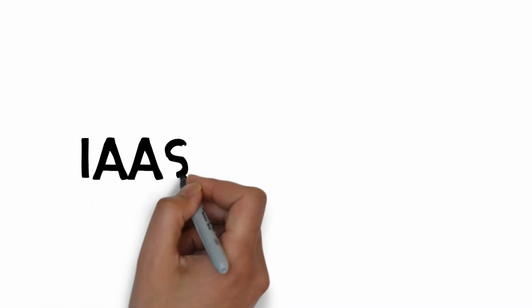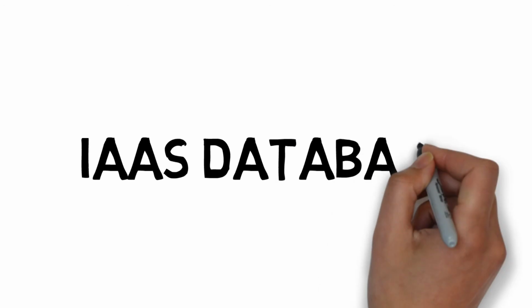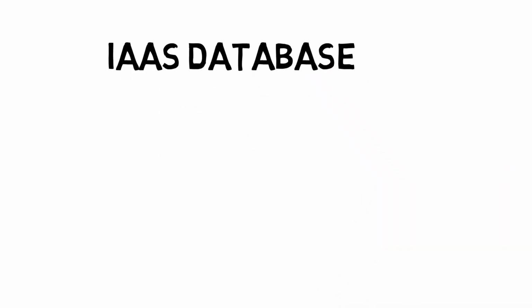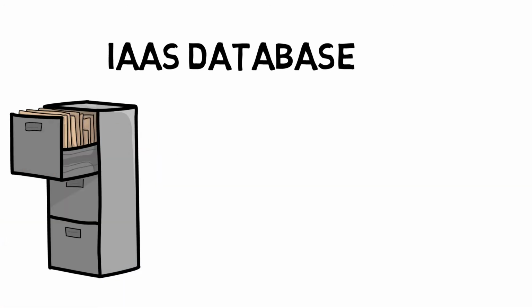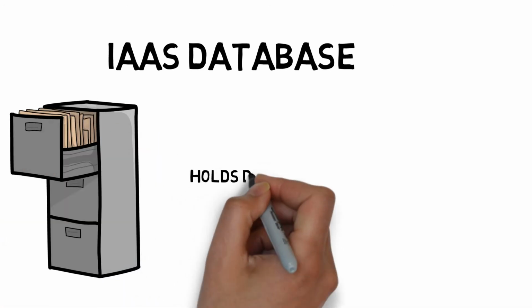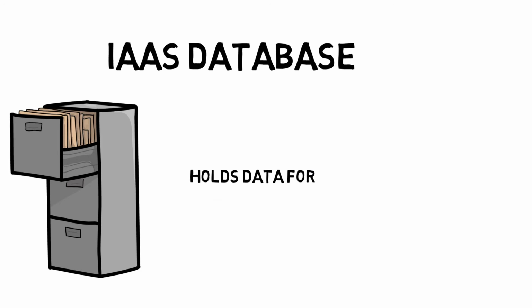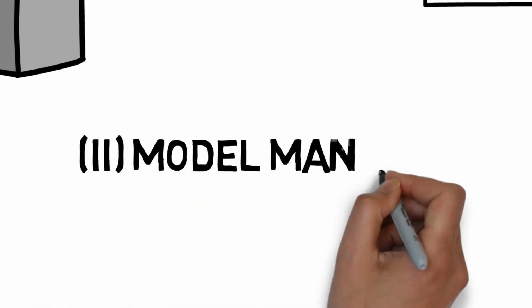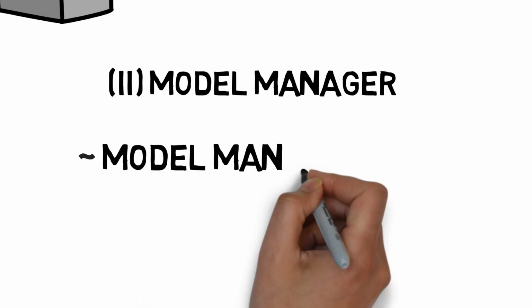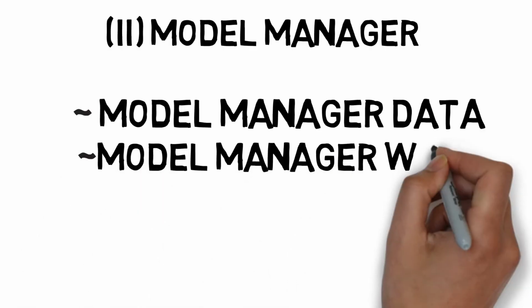So we are going to discuss all of them, but the first one that we are going to discuss is the IES database. Just like the vPostgres database holds data for the vRealize automation appliance components, the IES database holds data as well, but for the IES components. Next up, let's talk about the model manager. The model manager has two subcomponents, which are the model manager data and the model manager web.